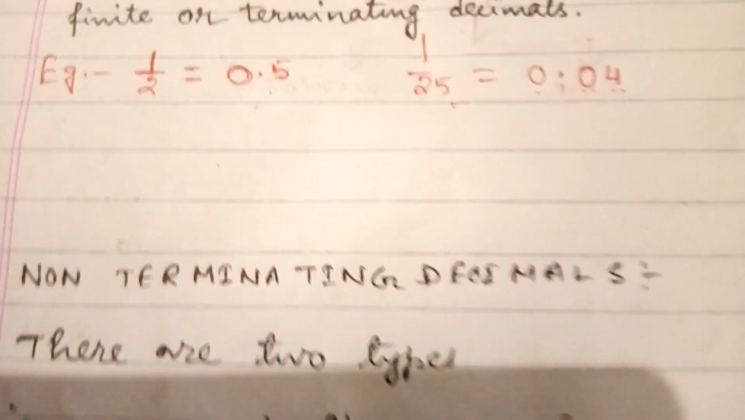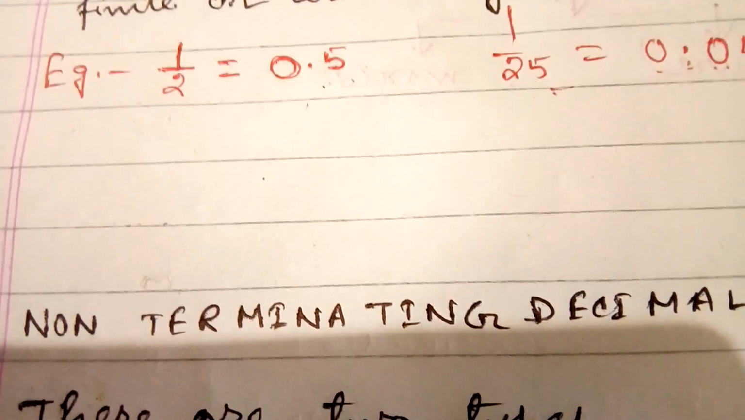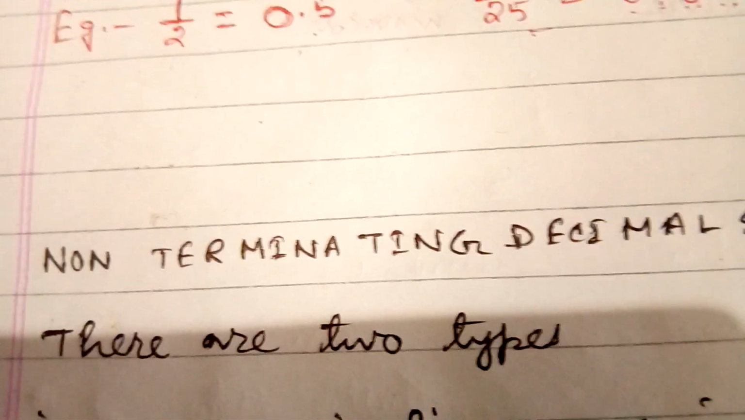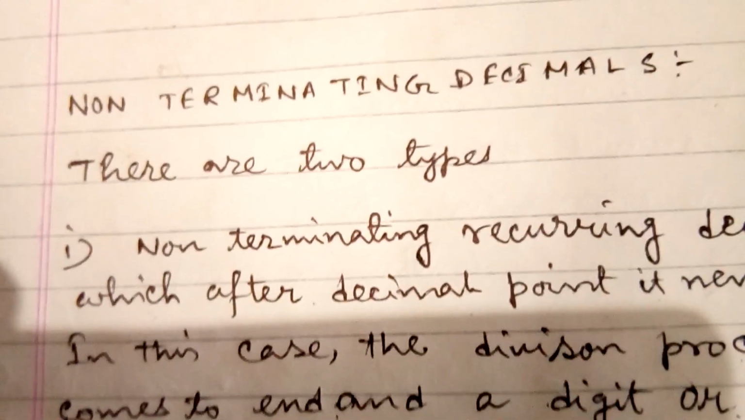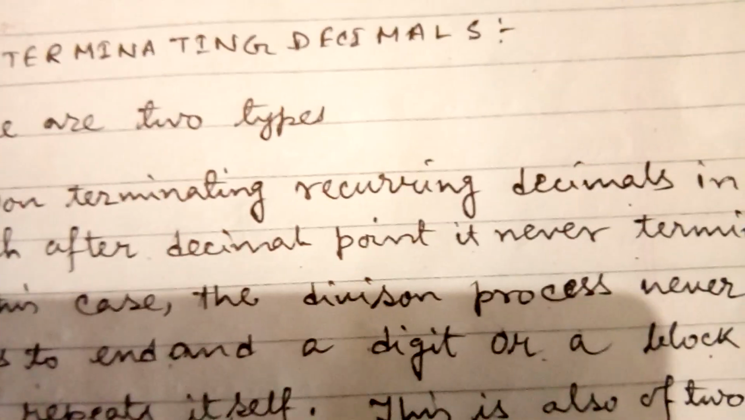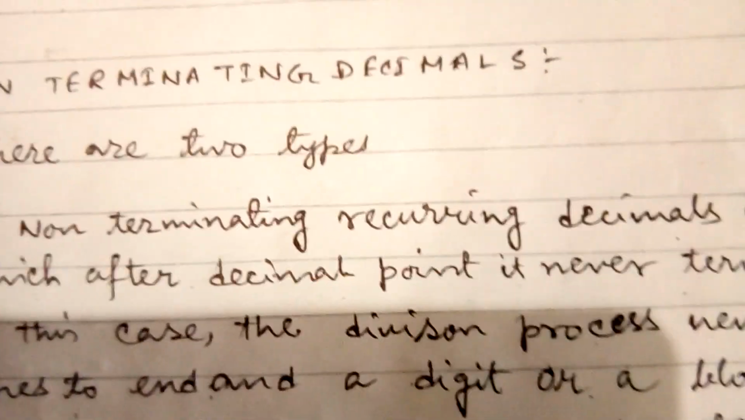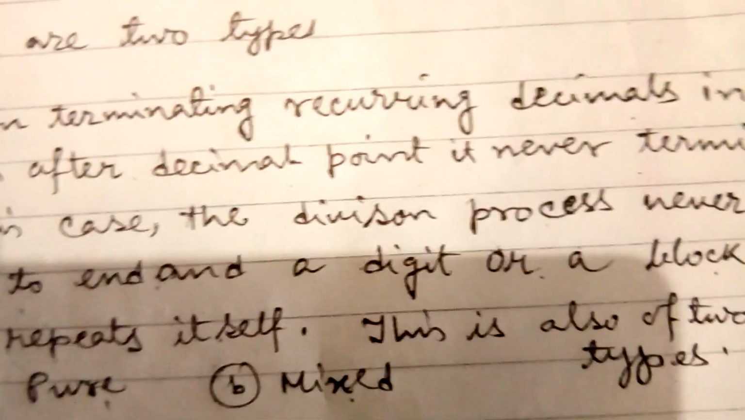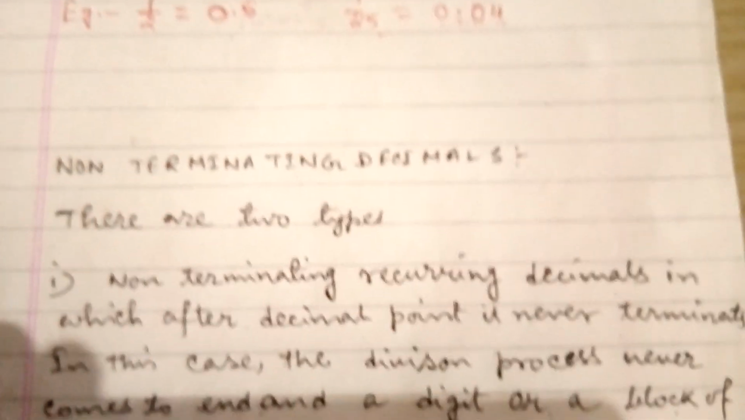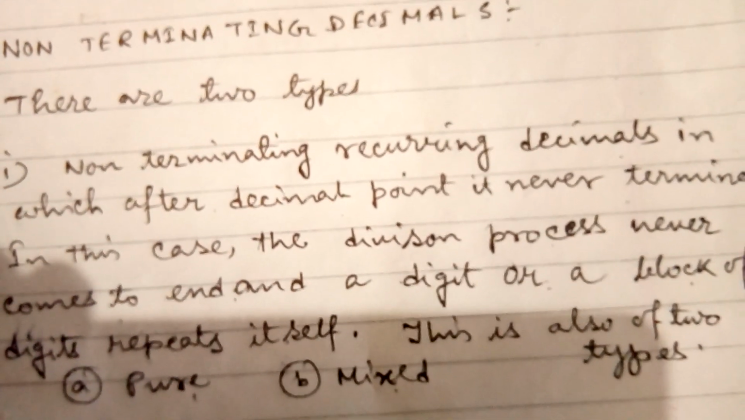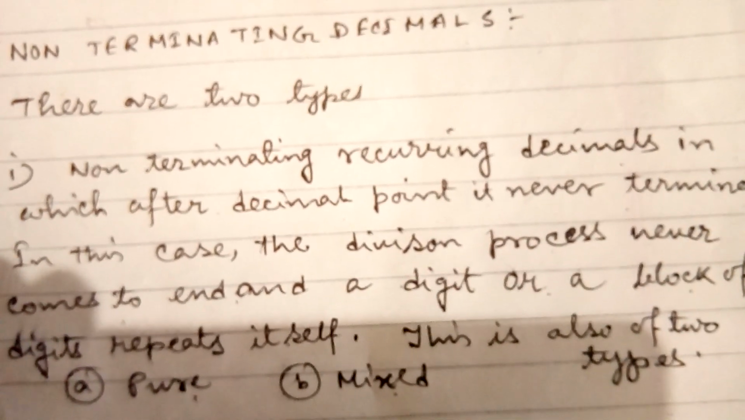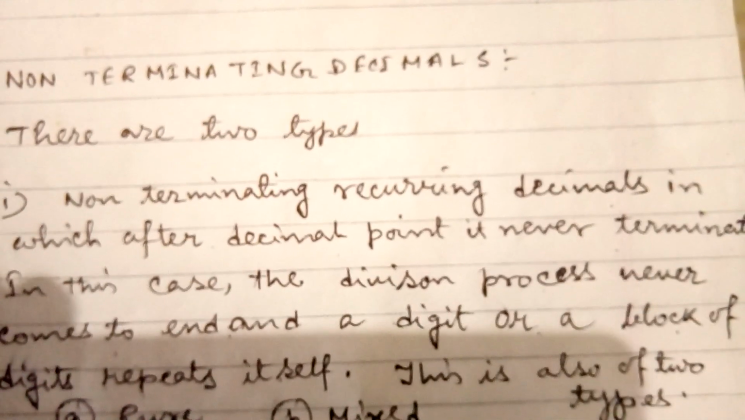Now we come to the non-terminating decimal representation. Non-terminating decimal representations are also of two types. One is non-terminating recurring decimal, in which after the decimal point it never terminates. In this case, the division process never comes to an end and a digit or a block of digits repeats itself. This is also of two types: pure non-terminating recurring decimal representation and mixed non-terminating recurring decimals. Let's discuss it with examples.